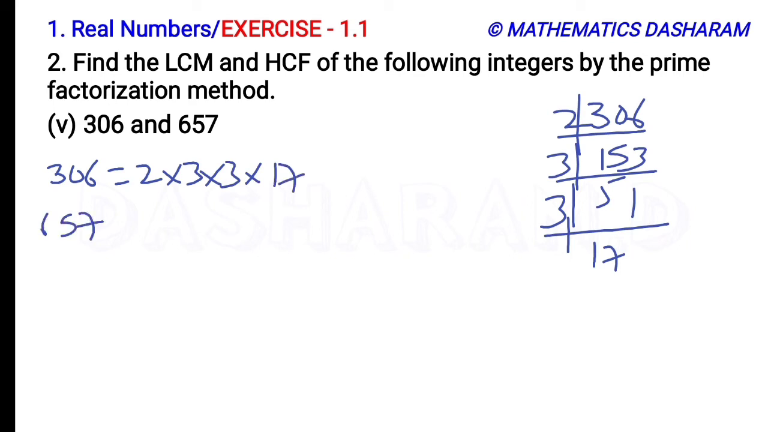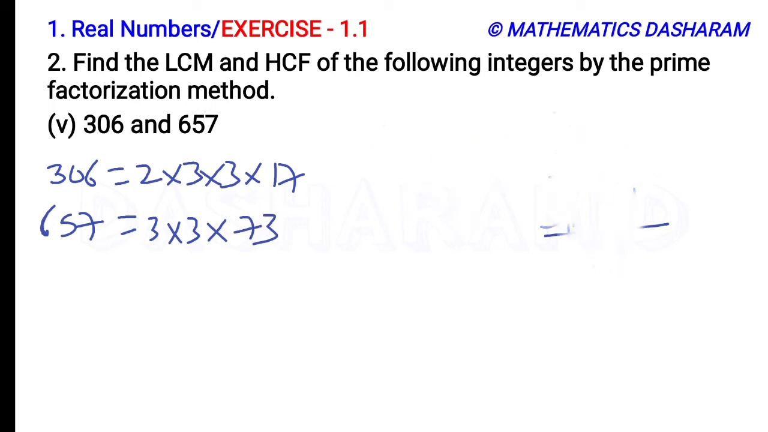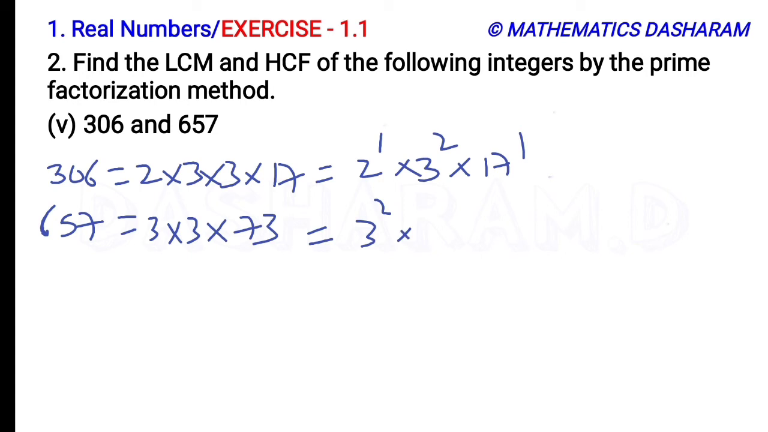Next, 657. It is coming in the 3 table. 3 2s are 6, 3 1s are 3, 3 9s are 27. Again 3 table, 3 7s are 21, 3 3s are 9. But 73 is a prime number. So 3 into 3 into 73. Let's write these answers in the exponential form. So 2 power 1, 3 square, 17 power 1. 3 square into 73 to the power of 1.